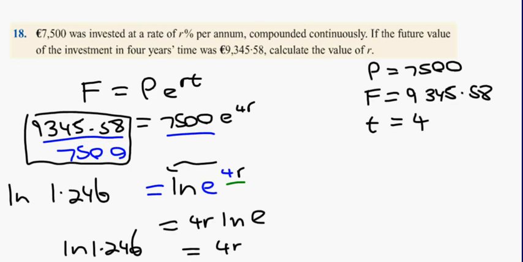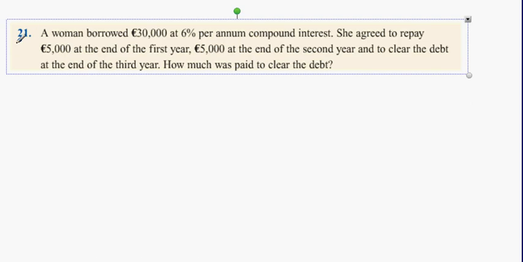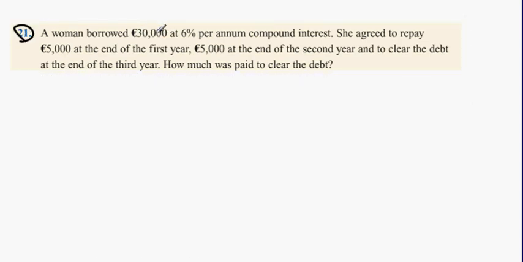Okay, continuing on with 21. A woman borrowed €30,000 at 6% per annum compound interest. She agreed to repay 5,000 at the end of the first year, 5,000 at the end of the second year, and to clear the debt at the end of the third year. How much was paid to clear the debt?